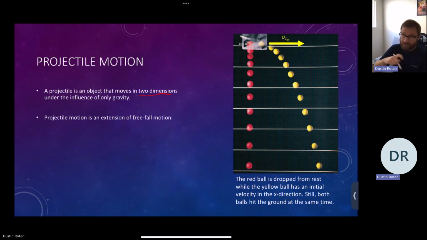It is also important to note that with projectile motion, for now, it's just the influence of gravity. Later on, we may talk about some projectiles that are under the influence of gravity and drag, which you've sort of done in one of the labs. So you kind of have an idea of how that might work.